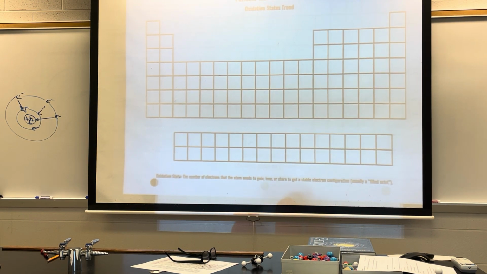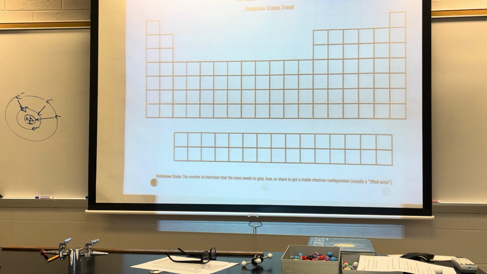So Kendall, real loudly read what the definition of oxidation state is. Y'all listen up. The number of electrons that the atom needs to gain, lose, or share to get a stable electron configuration. What's the stable electron configuration? 8, that noble gas configuration. We just talked about ions. They gain or lose electrons to get to have that 8 electrons, the noble gas configuration.